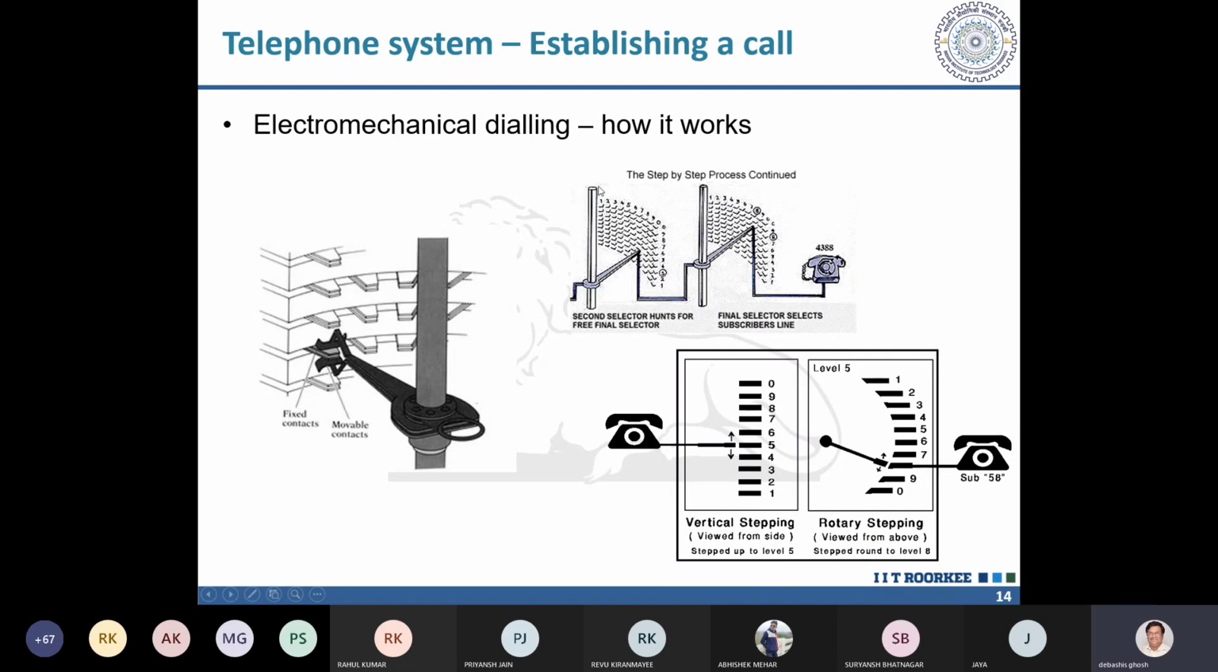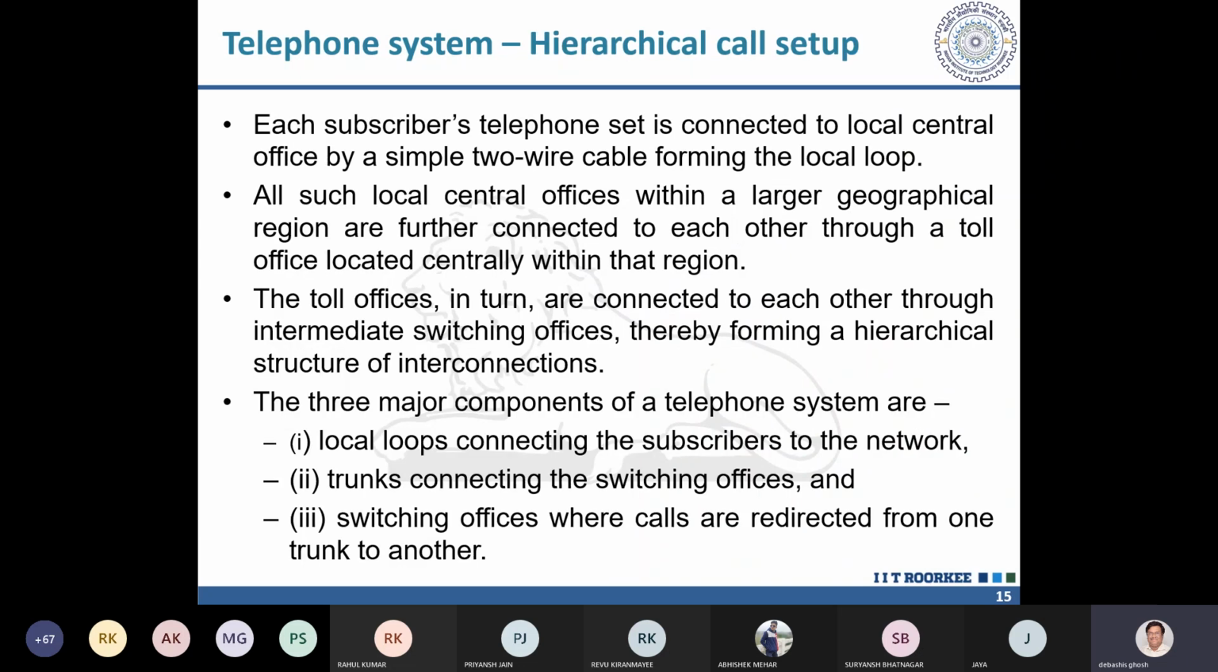I have a central toll office, and this gets connected to the different exchanges in the geographical area. The toll offices in turn are connected to each other through intermediate switching offices, thereby forming a hierarchical structure, like the internet. Okay, so I think you are getting it.